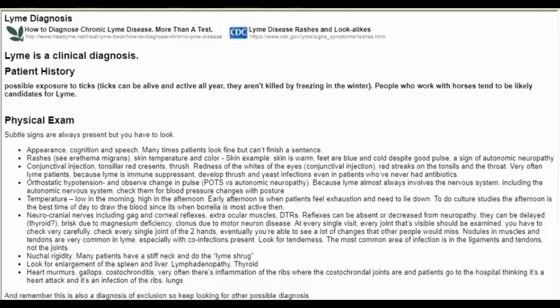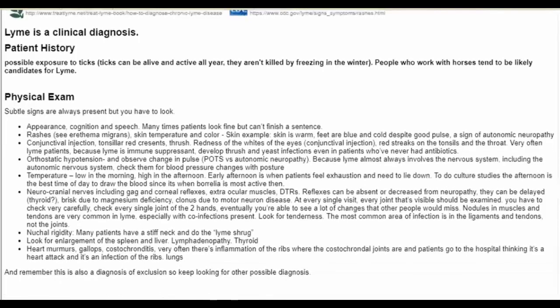The physical exam is another important part, and I'll just read through this. The subtle signs are always present, but you have to look for them. Now, as I recall, this comes from the work of Dr. Horowitz, who is really one of the go-to guys in medicine. He worked at the epicenter of Lyme and has treated thousands and thousands of patients. A lot of them came to him who had been diagnosed with other diseases, and he was able to find out, no, it's really Lyme. Or there's a combination of Lyme with co-infections. We'll get to that later.